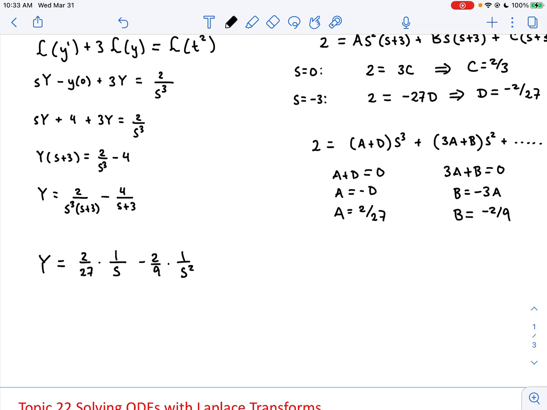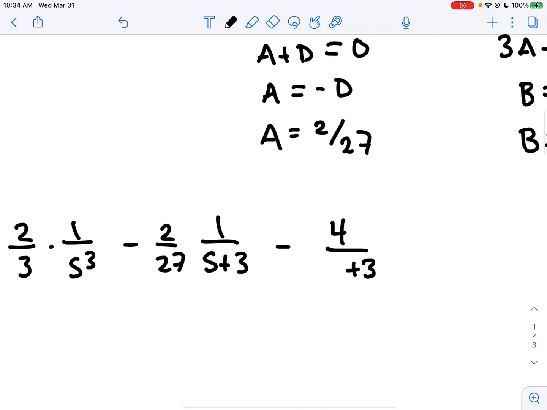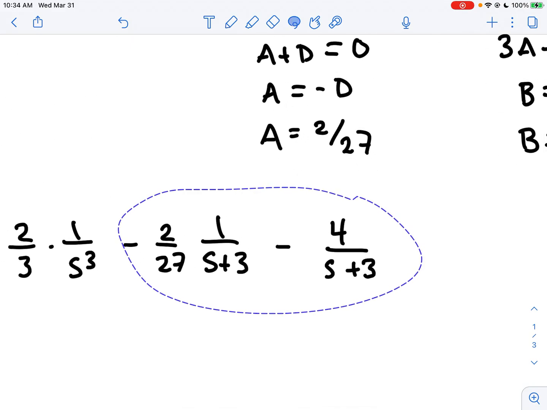Plus c over s cubed, and c is 2/3, so plus 2/3 times 1 over s cubed. And then finally plus d over s plus 3. And d is negative 2/27, so minus 2/27 times 1 over s plus 3. So that's the result of just decomposing this first part. But don't forget, we also have this minus 4 over s plus 3. And notice we have some similar terms here. These last two are similar and can be combined.